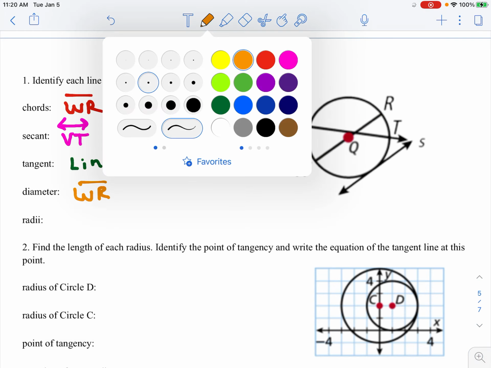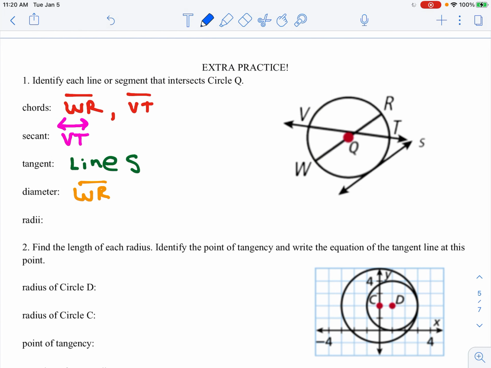All right, our last one is the radii. You'll notice we want to start at the middle and work to the end. So if I started at the middle and worked to an end point, QW would work as a radius, or QR would work.